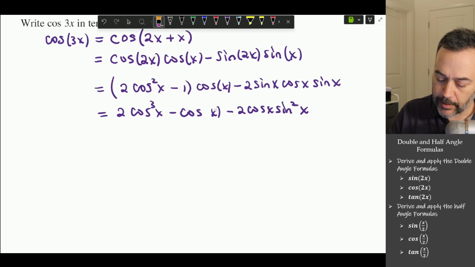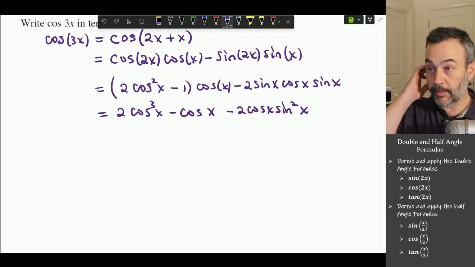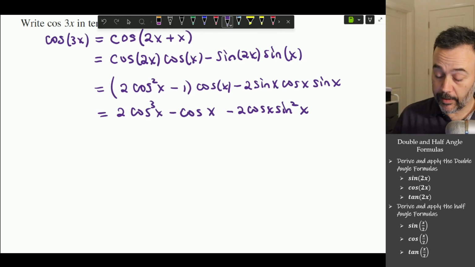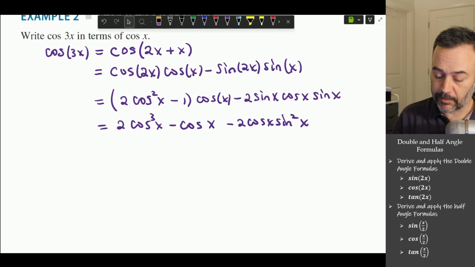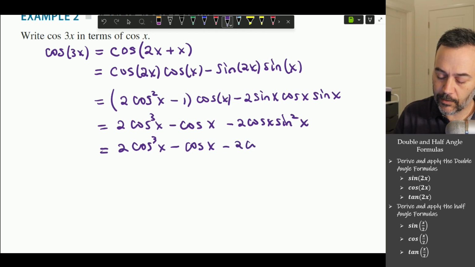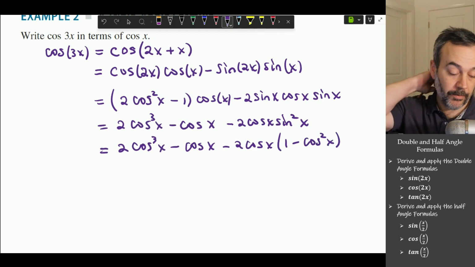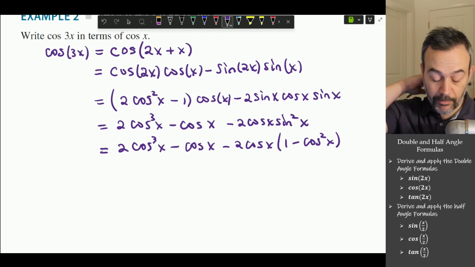Okay, now we'll get rid of the sine squared x because we want it in terms of cosine only. 2 cosine cubed x, minus cosine x, minus 2 cos x times 1 minus cosine squared x. That's the Pythagorean identity. And now we combine it all together.